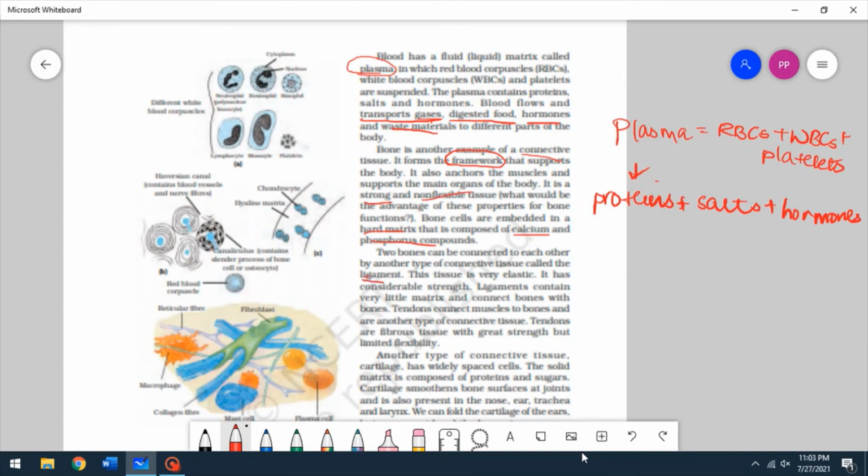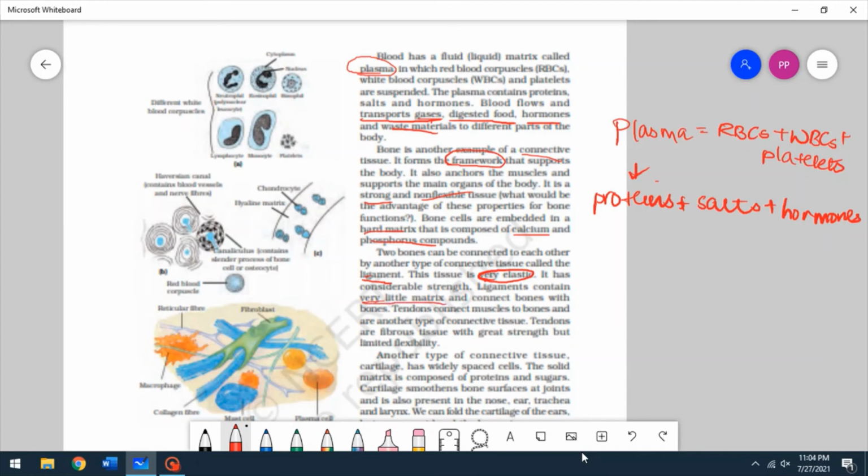Two bones can be connected to each other by a type of connective tissue called the ligament. This is very elastic, and it has considerable strength. It's not as strong as bone itself, but it's not so weak that it is insignificant either. Ligaments contain very little matrix and they connect bones to bones.